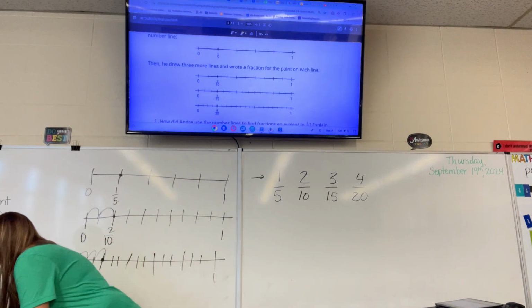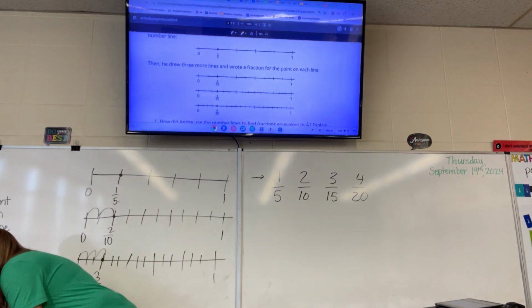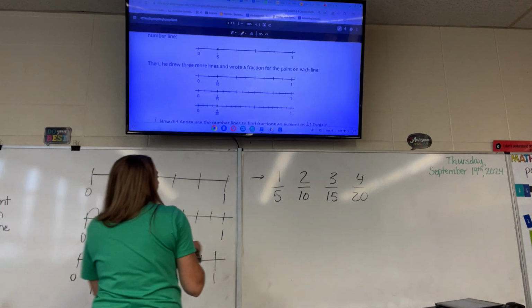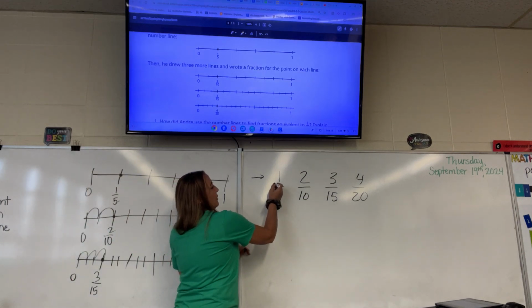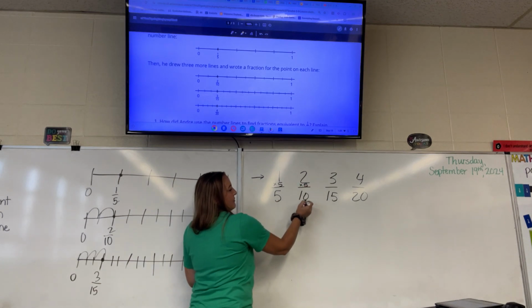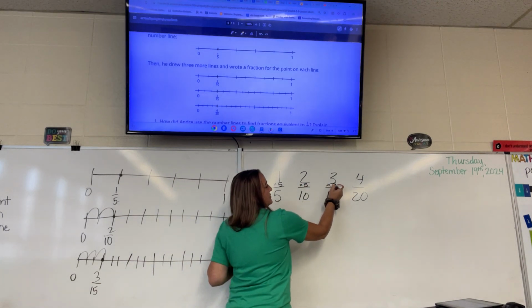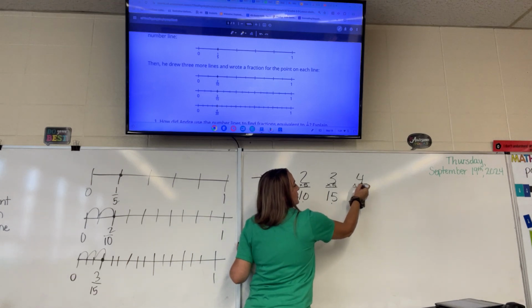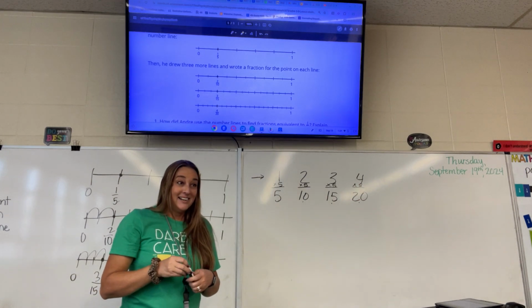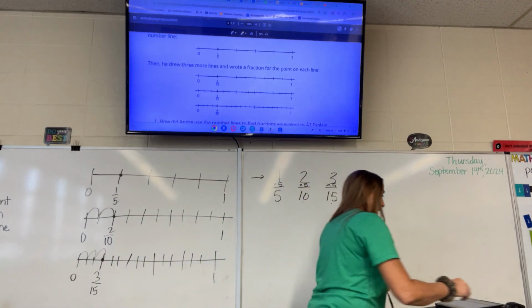Okay. And what Fisher pointed out is the patterns go top to bottom too. 1 times 5, 5. 2 times 5, 10. 3 times 5, 15. 4 times 5, 20. Right? This is why I like fractions.